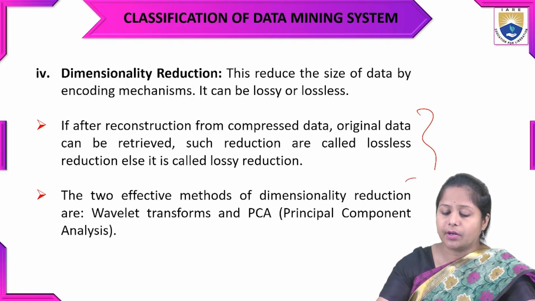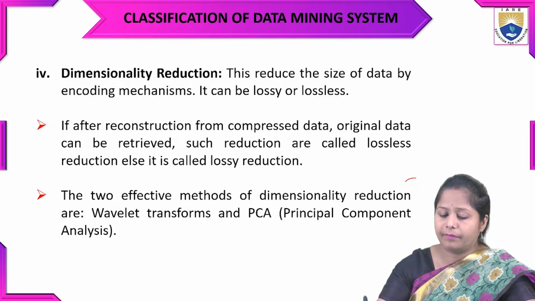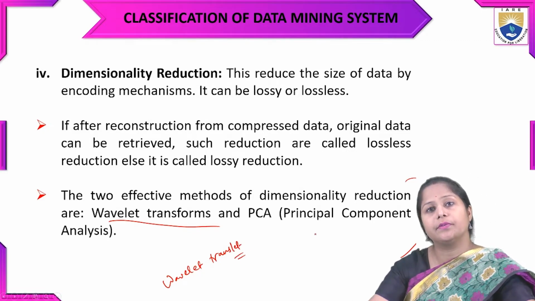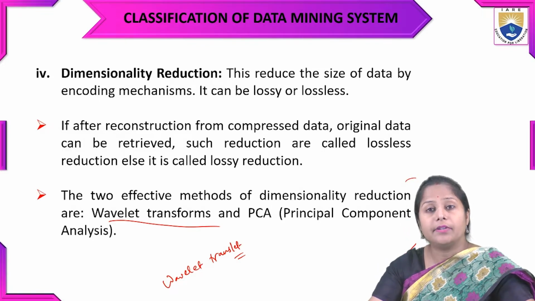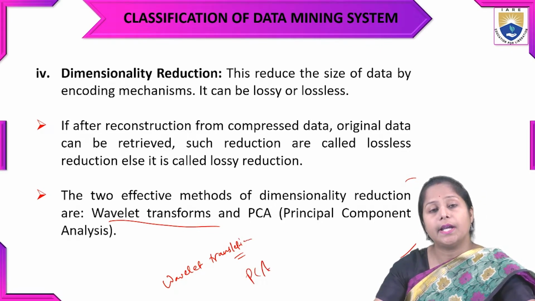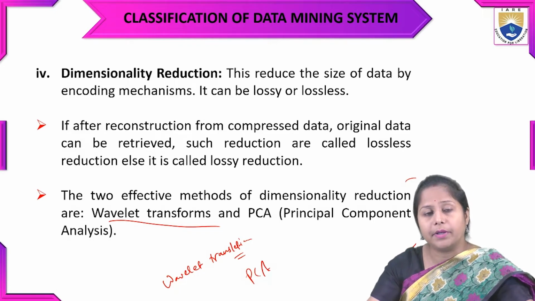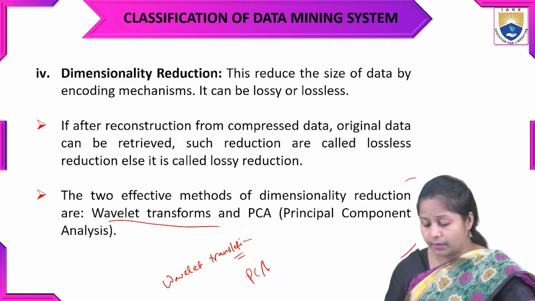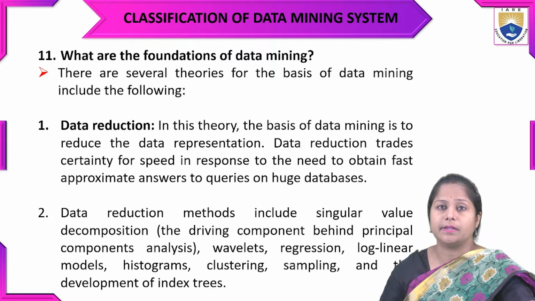The two effective methods of dimensionality reduction are the wavelet transform, and these are important techniques that are hugely used. So the first will be the wavelet transformation. Second will be PCA, that is principal component analysis. In that we take the data in the form of wavelets and in the form of principal components. One component will be treated as the principal component, the important component of that particular data set.